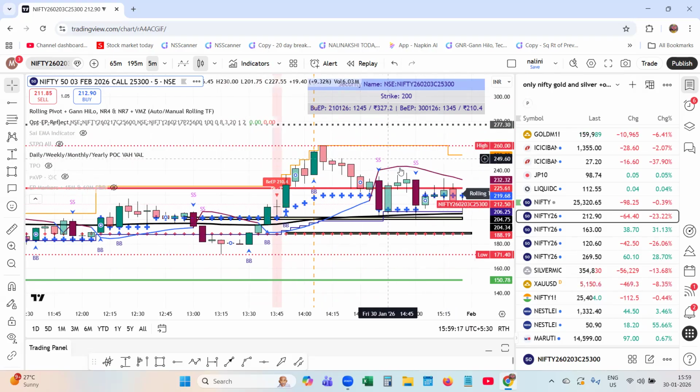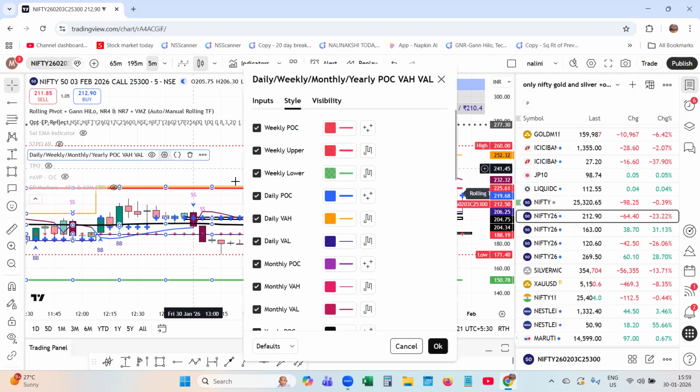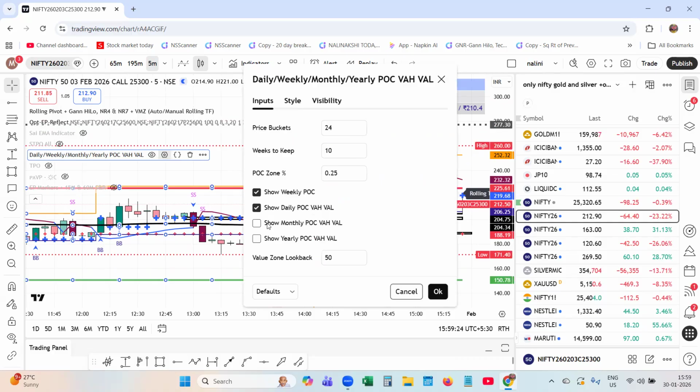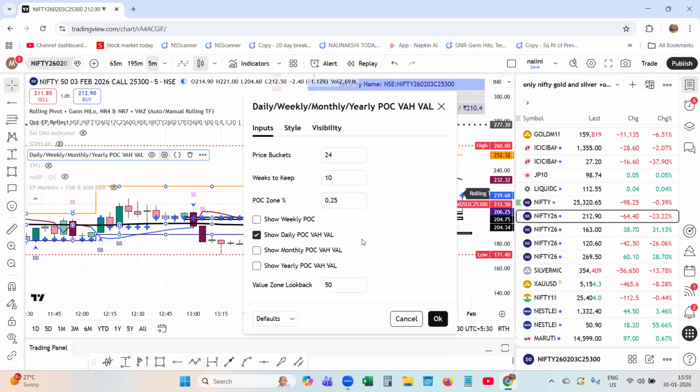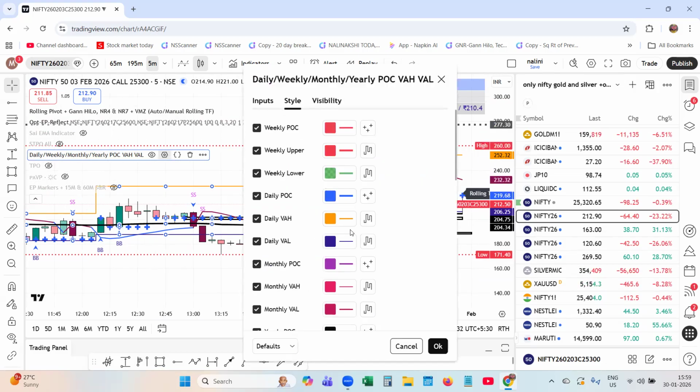This is the daily value area high. Let me enable the daily only so that you will see. Okay, you can see this is the daily. Let me make it a little bit thicker so that you can see the value area there.